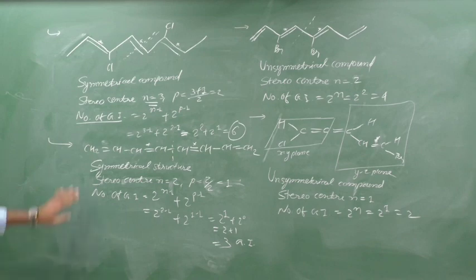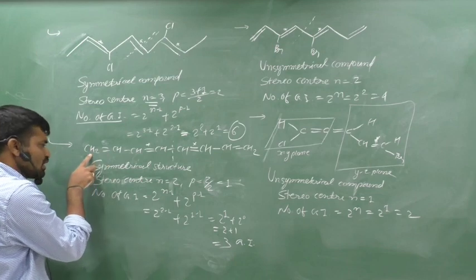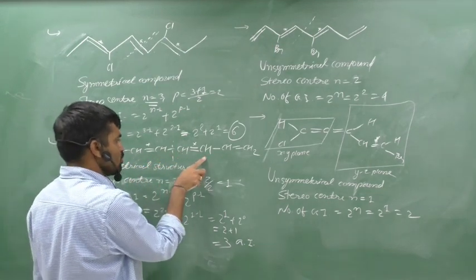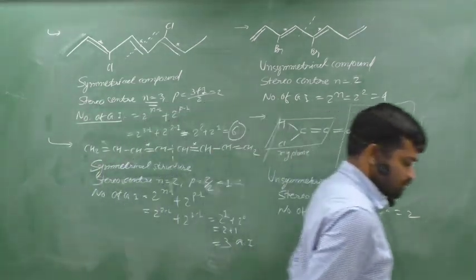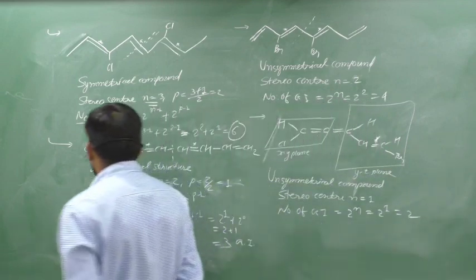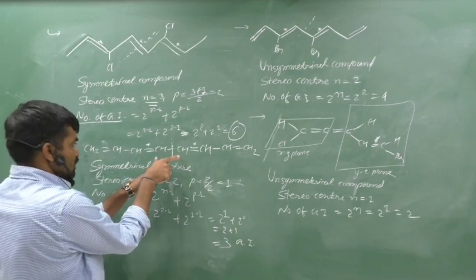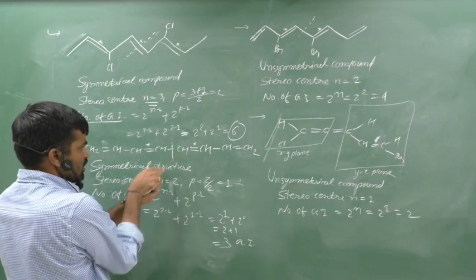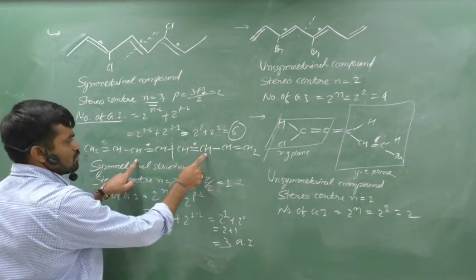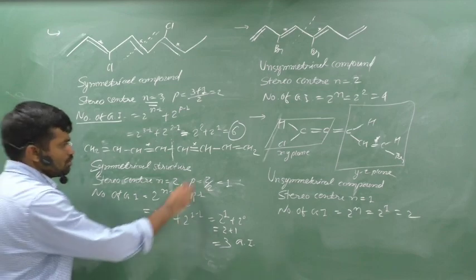Clear? Now if we have a compound like this: CH2 double bond CH, CH double bond CH, CH double bond CH, CH double bond CH2. First of all, we decide whether the compound is symmetrical or unsymmetrical. We can cut it in half. If we think about the symmetry, symmetry is present, because CH, CH, CH, CH and CH2, both parts are the same. Clear? Therefore the compound is symmetrical.